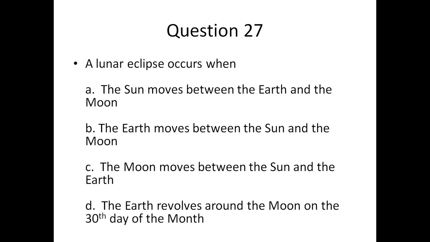Question 27. A lunar eclipse occurs when A, the sun moves between the earth and the moon, B, the earth moves between the sun and the moon, C, the moon moves between the sun and the earth, D, the earth revolves around the moon on the 30th day of the month.